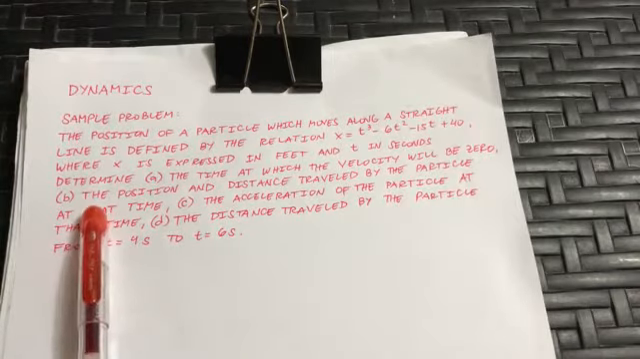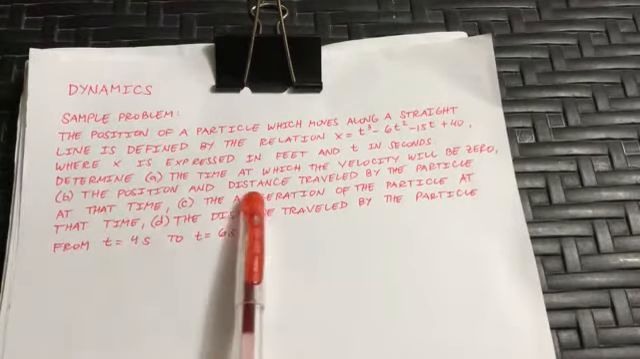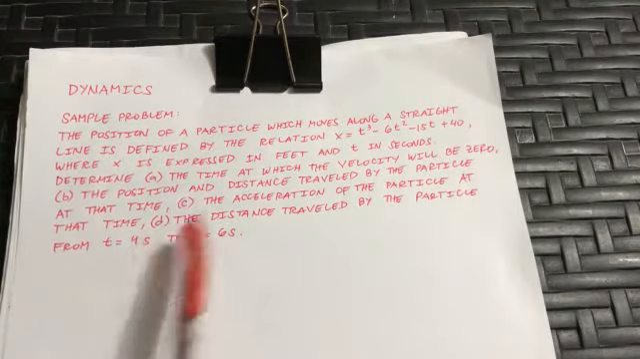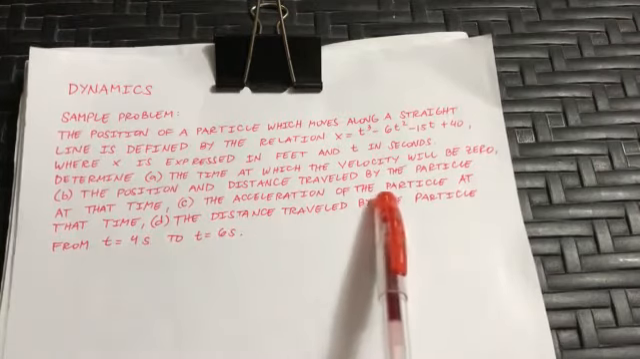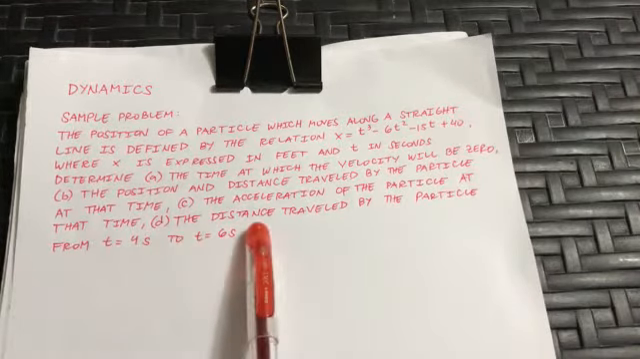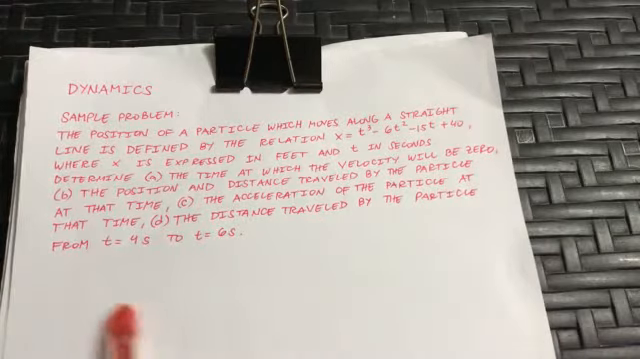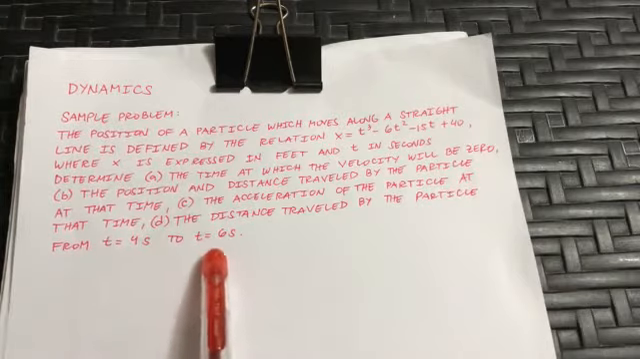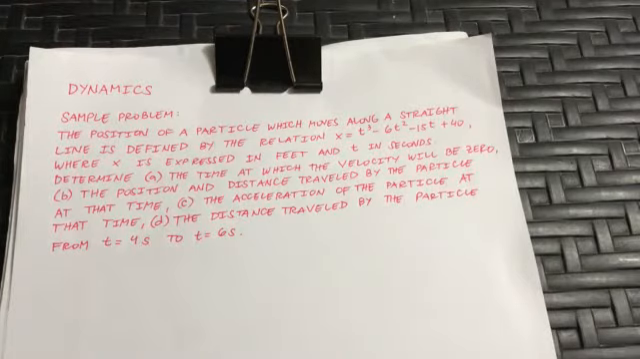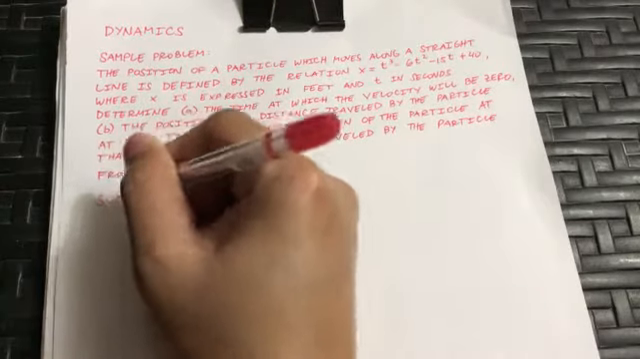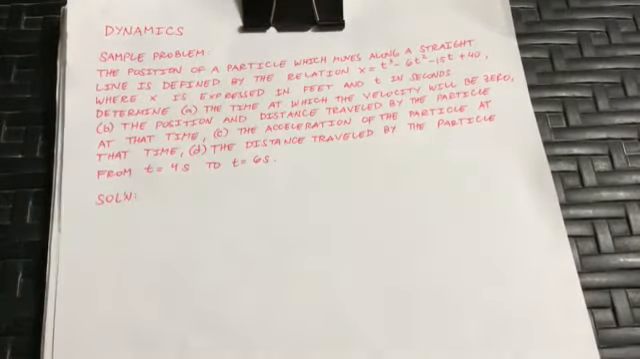B, or the second question, is the position and the distance traveled by the particle at that time. Next, the acceleration of the particle at that time. And lastly, the distance traveled by the particle from t is equal to 4 seconds to t is equal to 6 seconds. Okay? Let's try and solve this problem.